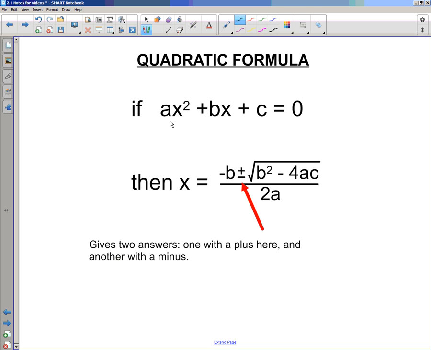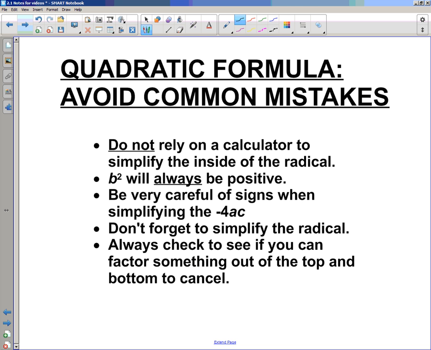Let me give you a couple hints that will help you to avoid some common mistakes. This first one's pretty important. I have a calculator on hand when I'm doing these problems, but I do not rely on the calculator to simplify the inside of the radical. The reason is there's a very easy mistake you can make when you're typing it in, especially when b is negative. It's going to actually cause your calculator to spit out the wrong answer for that inside of the radical. So try and do it by hand as much as you can.